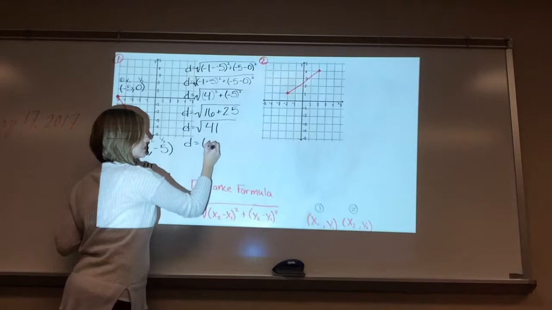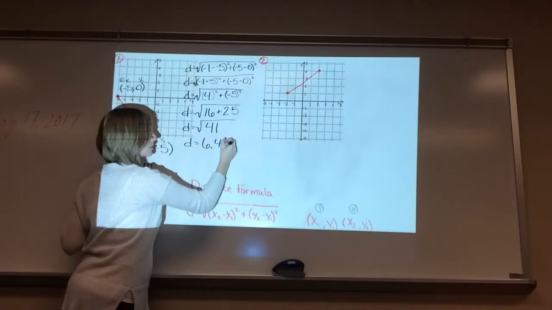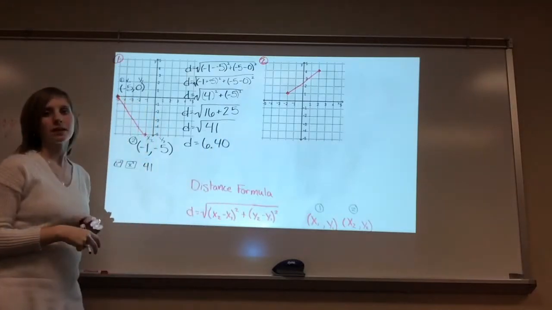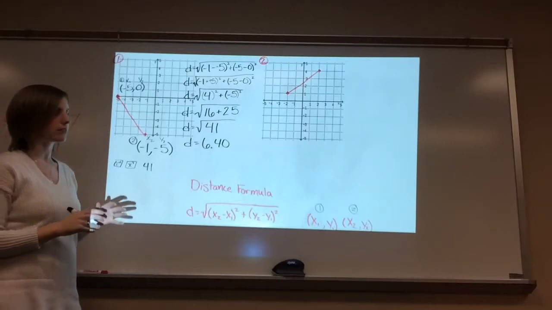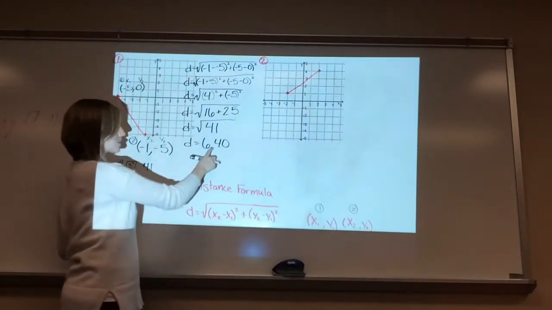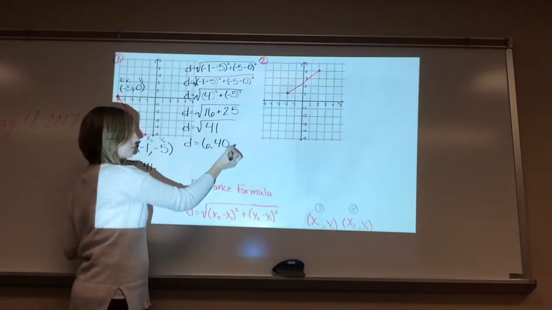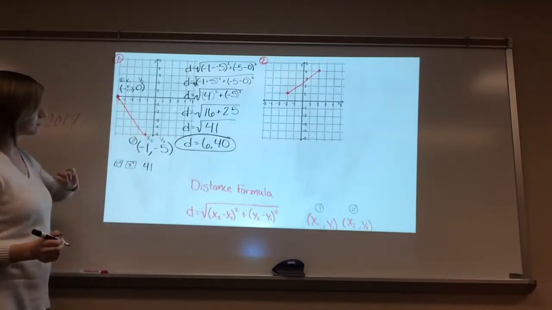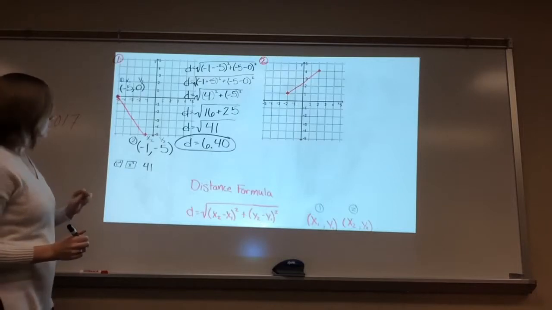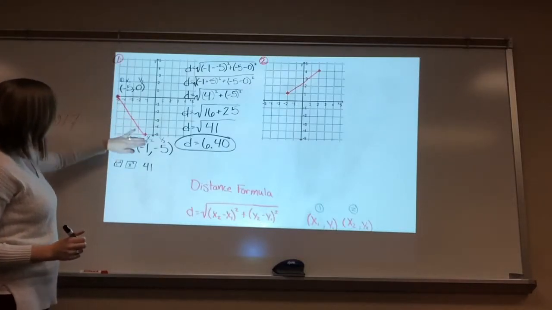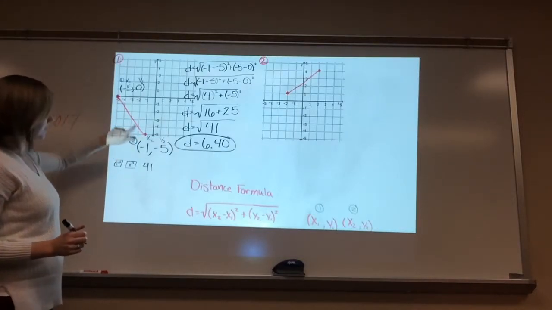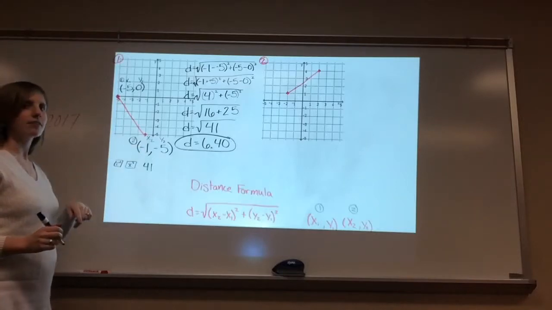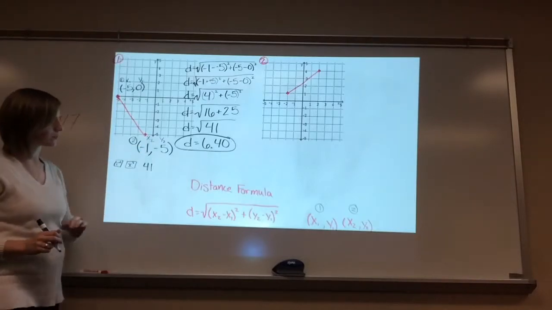You should get 6.40 if you round to the hundredths place, and that's what we're going to be doing today. We're rounding to the hundredths place, so 2 decimal places. So 6.40, that's the distance between these 2 points. Okay, so that many units to get from negative 5, 0 to negative 1, negative 5. Okay, so that's how we use the distance formula.